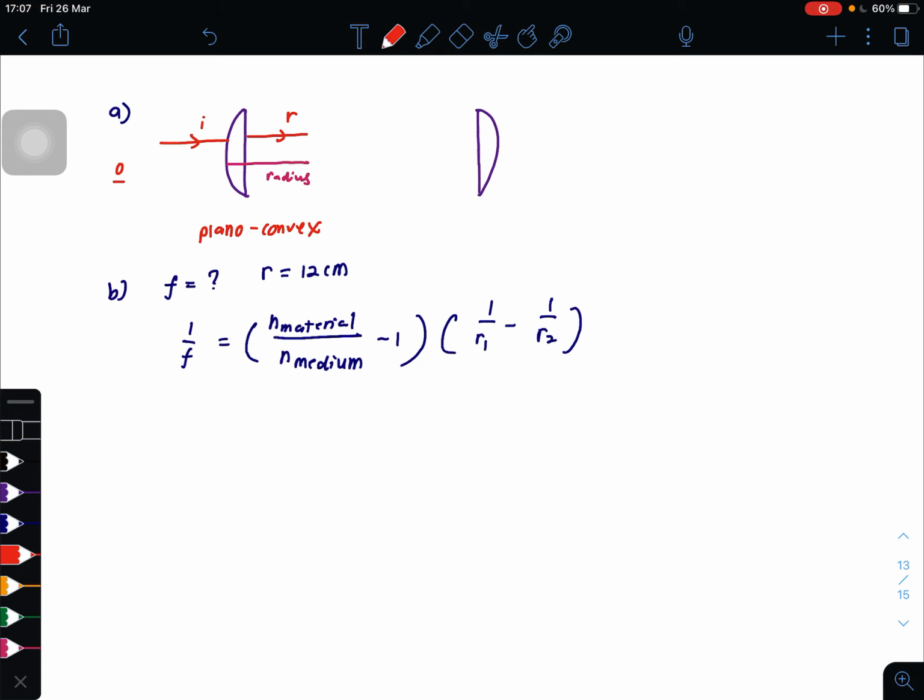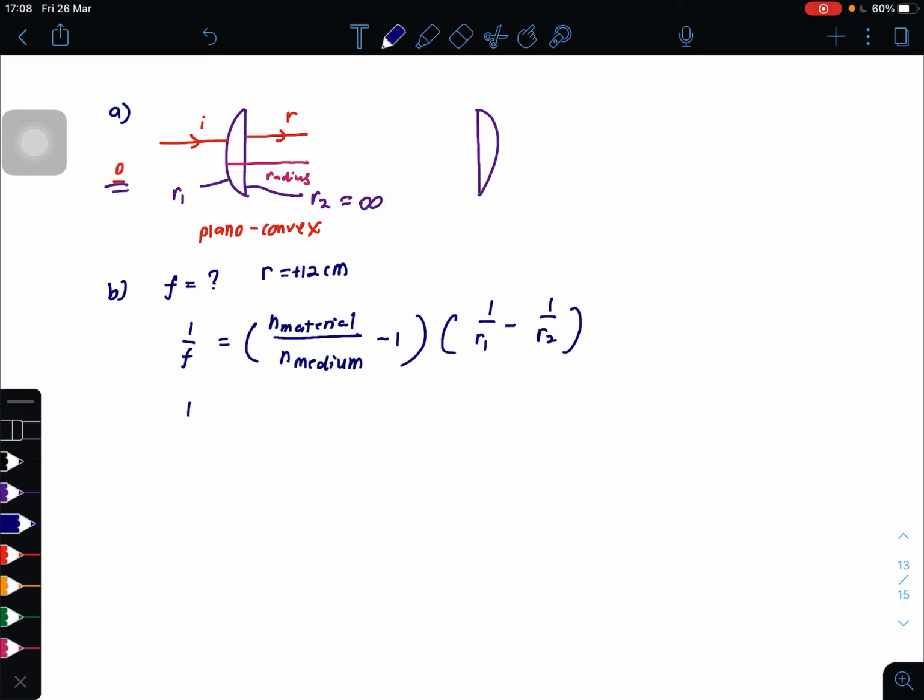So meaning that dekat depan ni, dekat sini, here because ni adalah objek kan. This will be the R1. Kat belakang dekat sini will be R2. And then R1 kita, okay, this one kan, adalah same side with the refracted ray. Maksudnya, R dekat sini will be positive. And then R2 dekat sini, which is this one, we don't have the radius, meaning that it will be infinity.